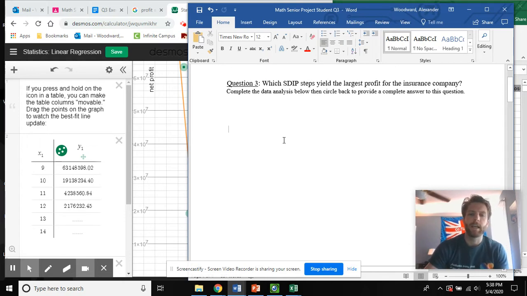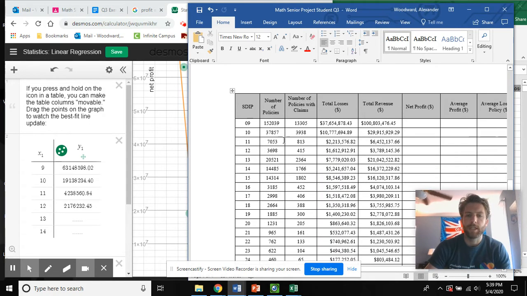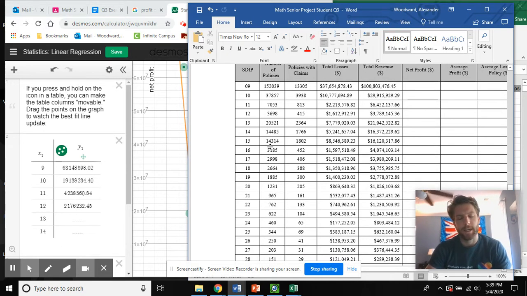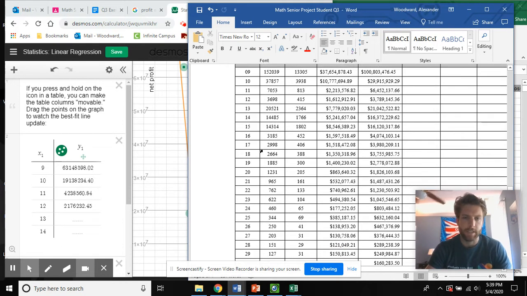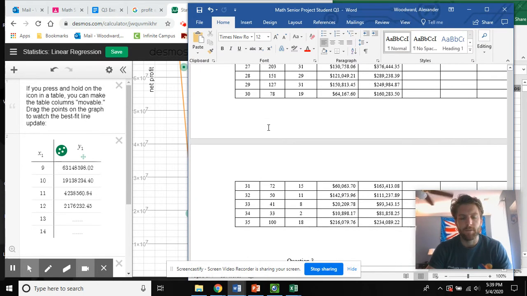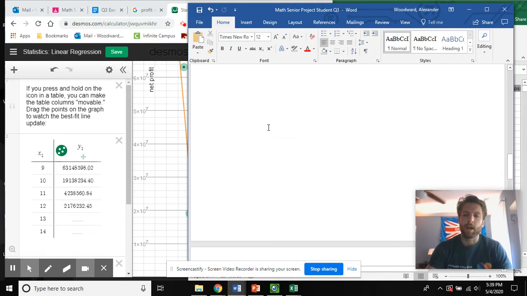For SDI steps, we're talking about how safe or dangerous a driver is. Remember from the previous 2 weeks, we looked at tables and graphs where the SDI step ranged from 9 all the way up to 35. And we're continuing with that this week, but now we're going to be looking at profit.